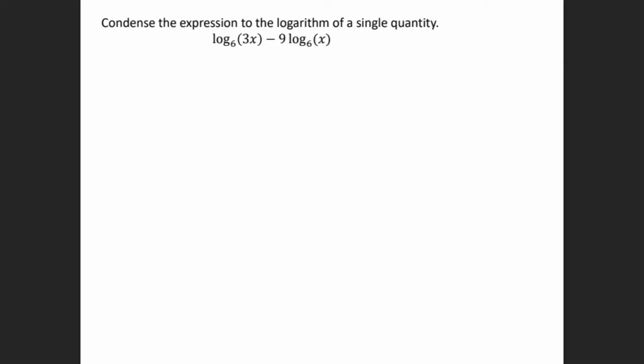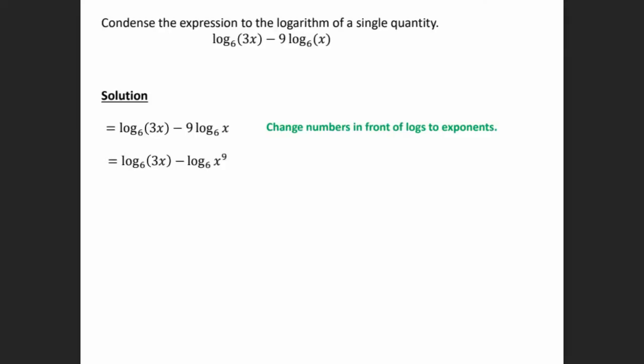The first thing that I want to do is apply a power rule to the right side. I have a 9 being multiplied to that log, so that becomes an exponent, log base 6 of x to the 9. Now that I don't have any more power rules, I can condense. I have two logs that have the same base and are being subtracted from each other. This is a quotient, so we have log base 6 of 3x over x to the 9.